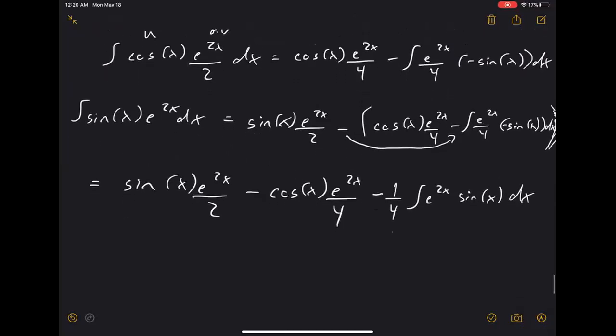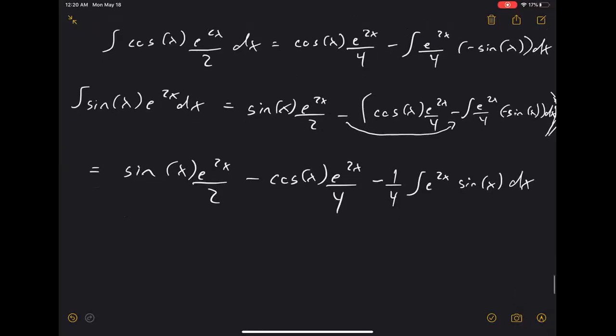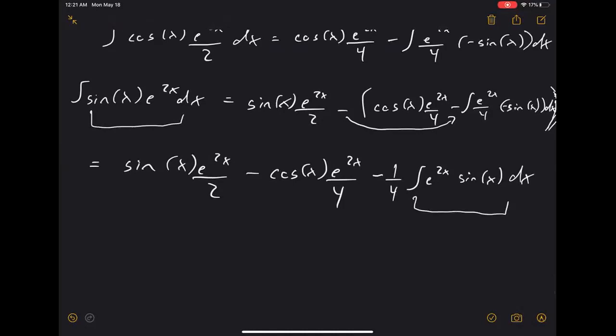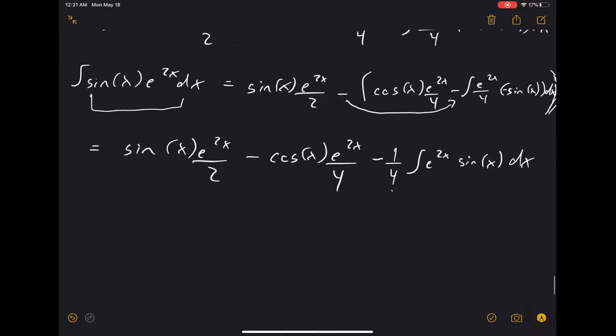Okay. Now, notice that this integral is my original integral, right? That's what I started with here. These are the same thing. So let's add this 1/4 times my integral to both sides, okay? So when I do that, I'm going to end up with 5 over 4 times my original integral, right?